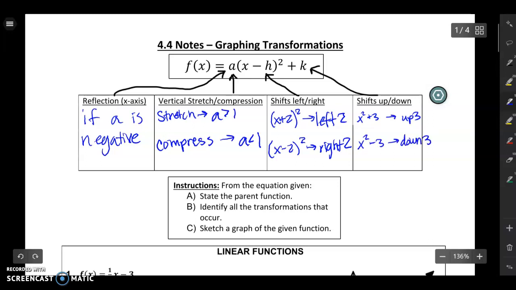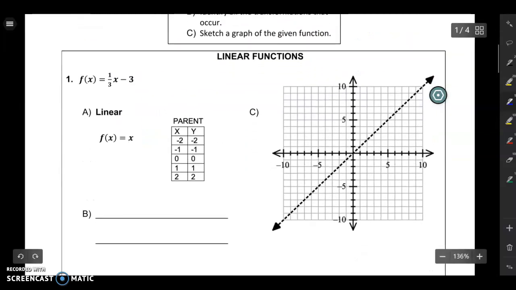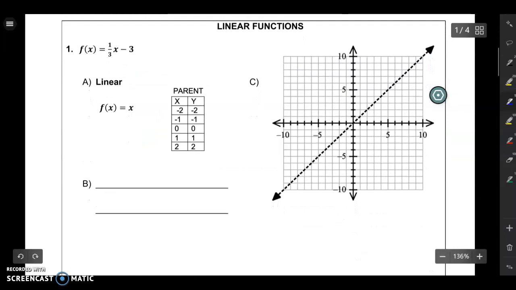And you have this information in your previous day's notes. We just wanted to go over it again at the beginning here so that we remember all of these transformations. So let's go through a few examples of this. First we'll look at a linear function. Let's say I wanted to graph 1/3 x minus 3. The first thing I want to identify is that the parent function is f of x equals x because it's a straight line. And then this table gives me my parent graph. So that's how I got the dotted line on the right.